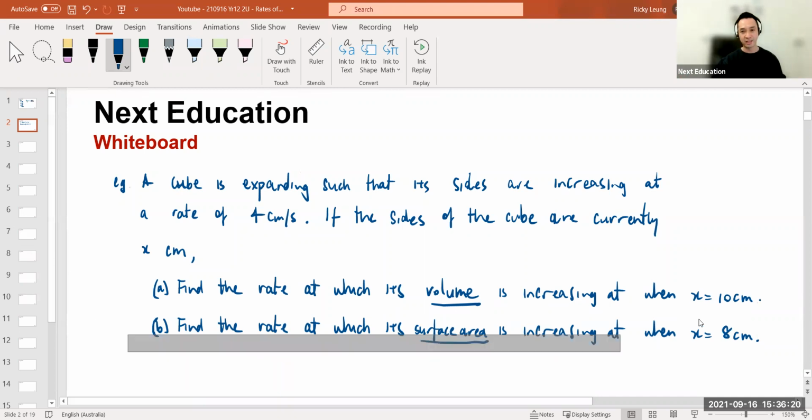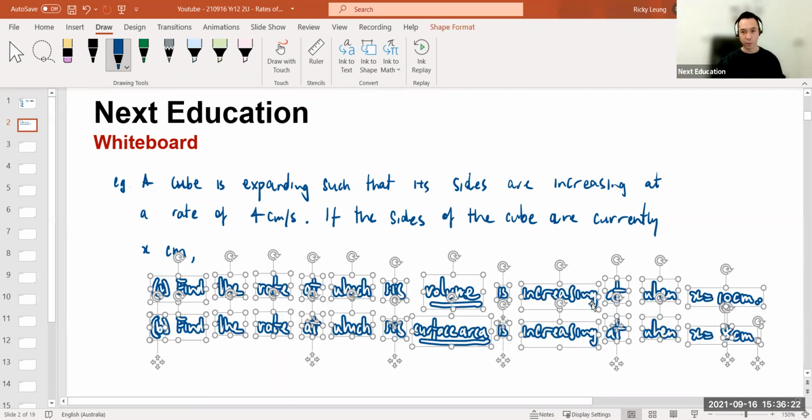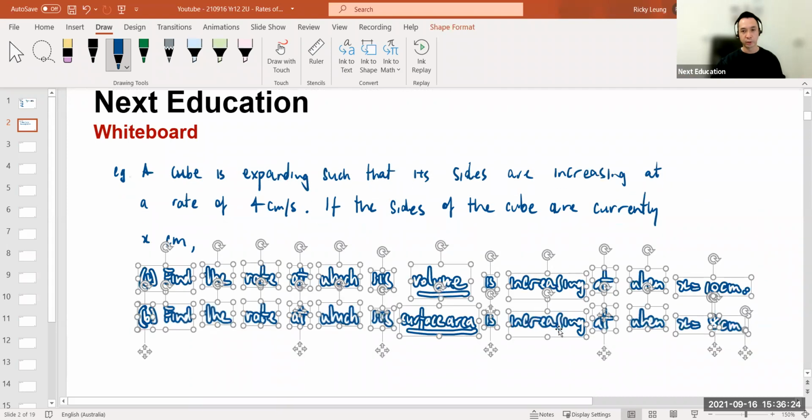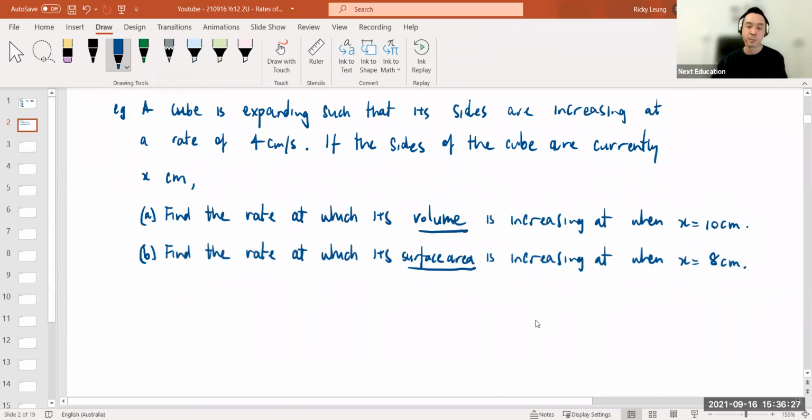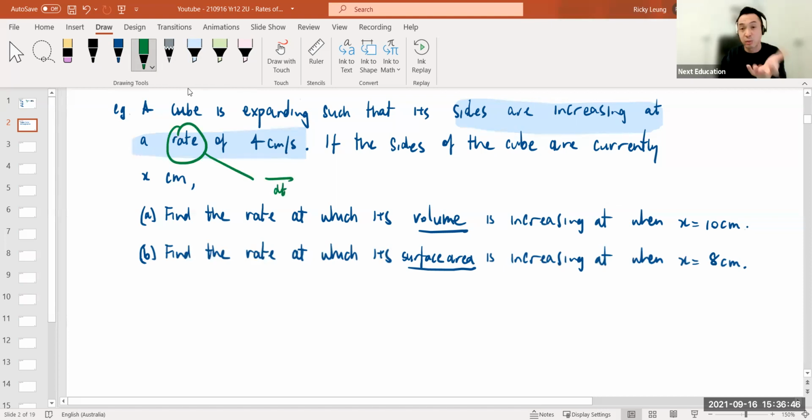So guys, that is my question for the cube application. What you're going to identify to yourself here, let's highlight it: the sides are increasing at a rate of 4 centimeters per second. The very moment you see the word rate, it's d something, with dt on the bottom. That's what rate is. And this is the rate that the sides change at.